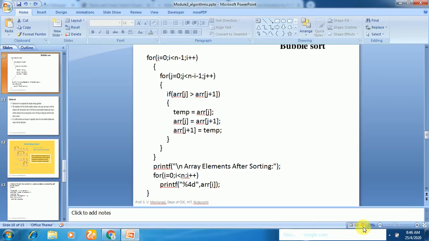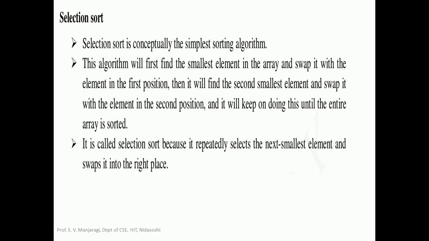Now let us move on to the next sorting technique, that is called selection sort. This is another sorting algorithm called selection sort. Even this is a simple sorting algorithm. In this algorithm, we have to find the smallest element in the array, and swap that smallest element with the element present at the first position. Find the smallest element of the array and swap it with the first element. That is the end of the first iteration.